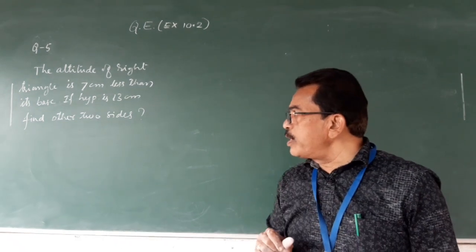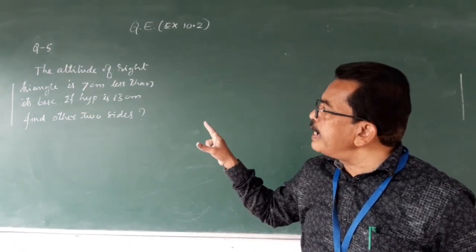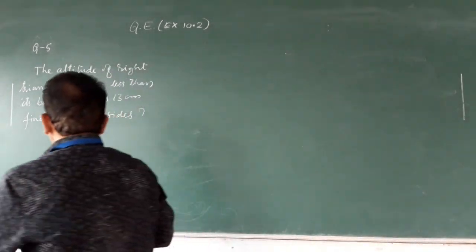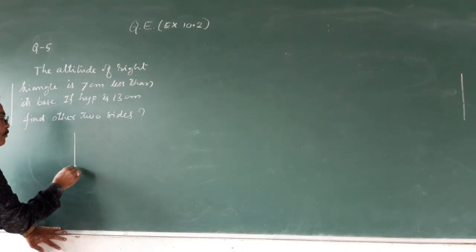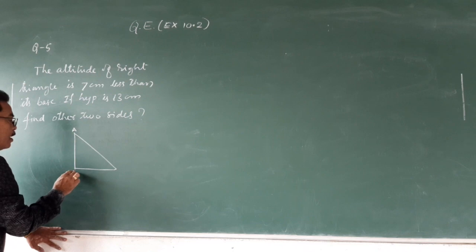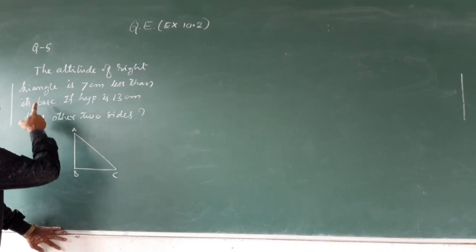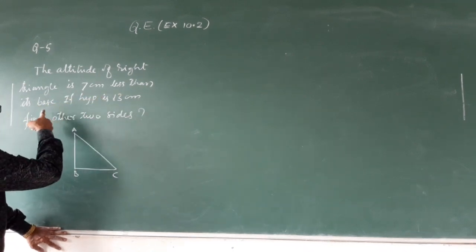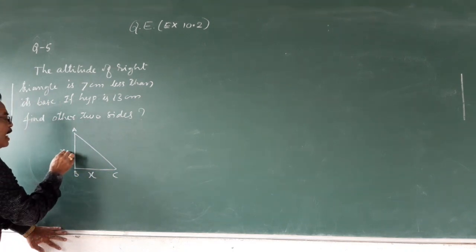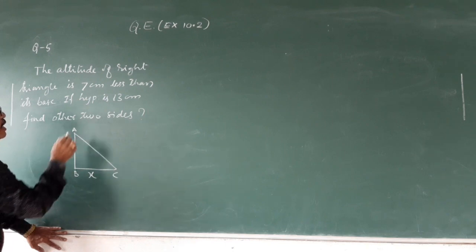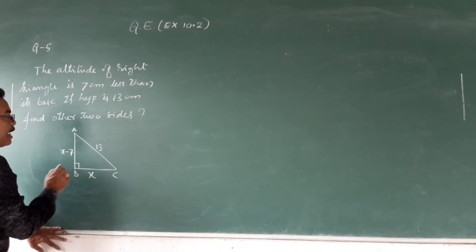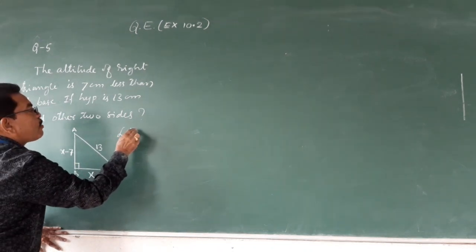Say the fifth one. The altitude of a right angle triangle is 7 cm less than its base. Okay, let us draw the diagram. See, the altitude of a triangle is 7 centimeter less than its base. So let us consider the base as x. 7 centimeter less, that is x minus 7. 13 centimeter hypotenuse is given, in a right angle triangle. So let us mention what we have considered.